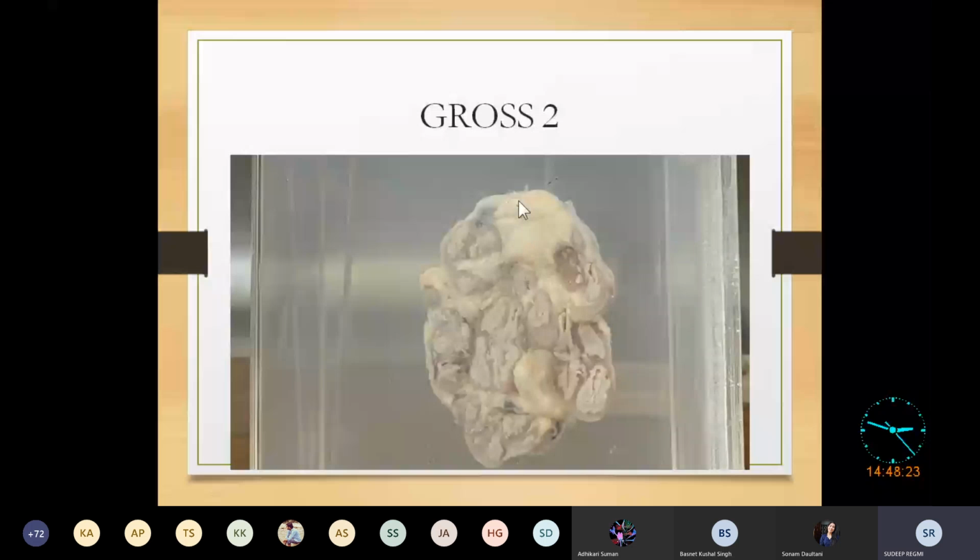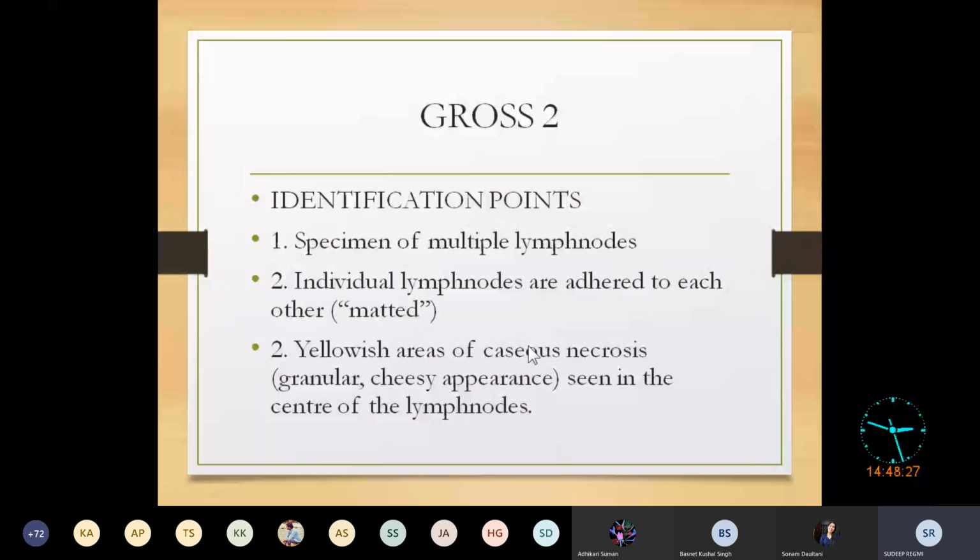So let's see the points. This is a specimen of multiple lymph nodes. The multiple lymph nodes are adhered to each other, which is also known as matted, and there are yellowish areas of caseous necrosis, which have a granular cheesy appearance. That's why it is known as caseous necrosis, because of its cheesy appearance, and it is seen in the center of the lymph nodes. If you see these features, then it is a tubercular lymph node.